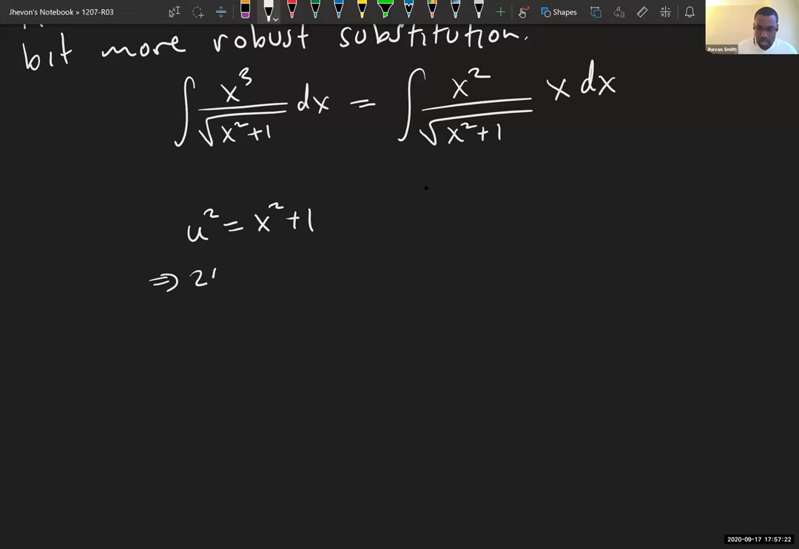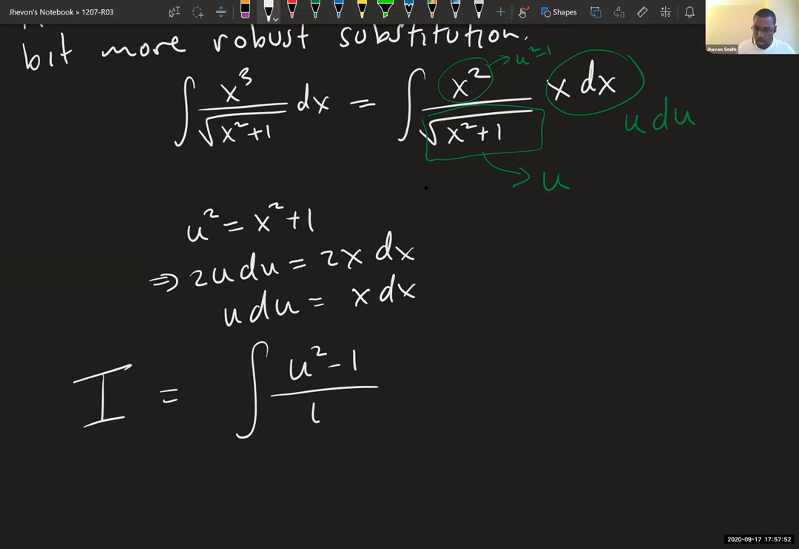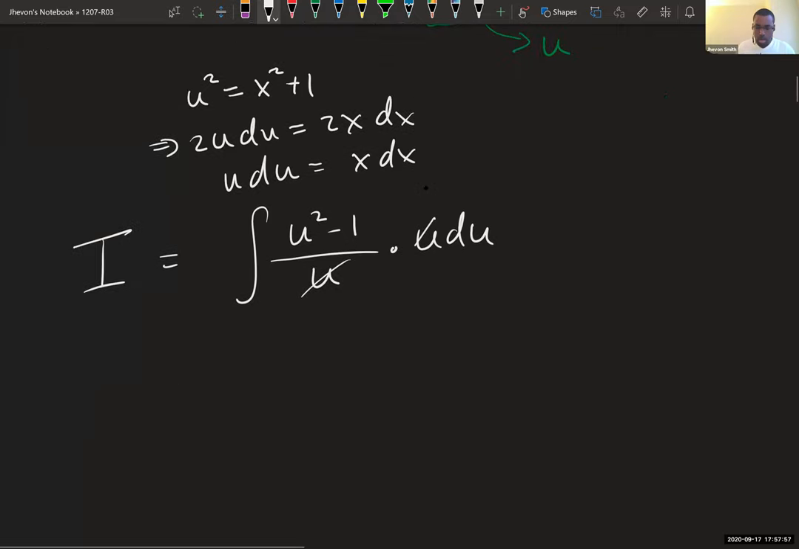Now if I differentiate both sides, I get my u du is equal to x dx. So with this new substitution, this part here becomes u du. This whole thing here becomes u. And then my x squared becomes u squared minus 1. Now when you plug this into the integral, this is u squared minus 1 over u times u du. The u's would cancel. And now you only have to worry about this guy, right?